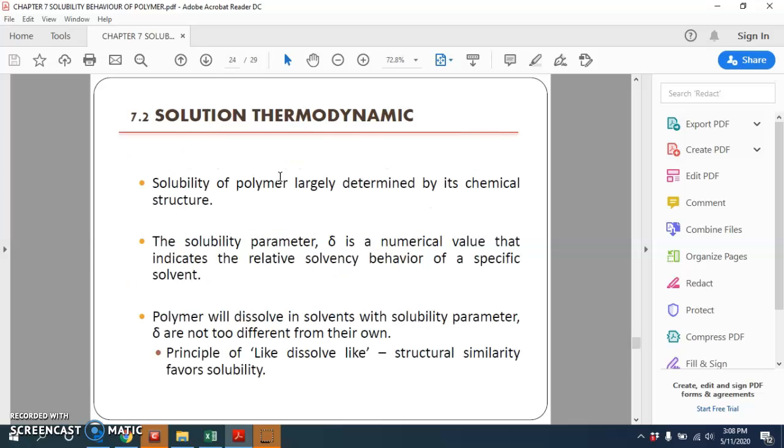Solubility of a polymer is largely determined by its chemical structure. The solubility parameter is a numerical value that indicates the relative solvency behavior of a specific solvent. A polymer will dissolve in a solvent with a solubility parameter not too different from its own. So we use the term "like dissolves like". Structural similarity favors solubility.